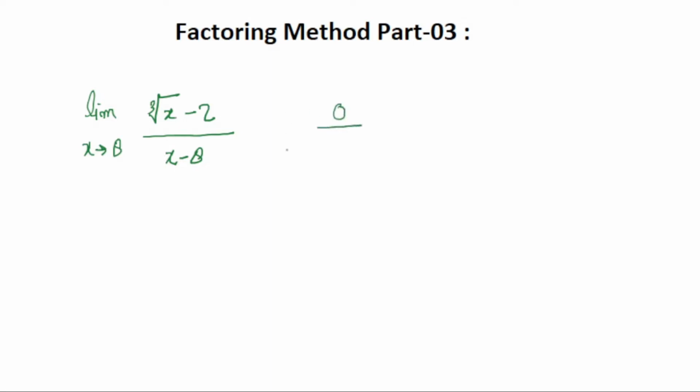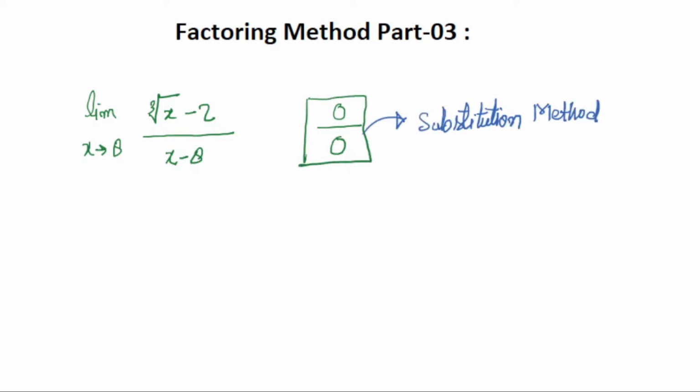Now we are going to talk about the denominator. There is an x minus 8 term. So if we put x equal to 8, then this is going to be 8 minus 8, which is 0. So finally this is a 0 by 0 form, and here we can use the substitution method. This is the substitution method. But we try to solve this limit with the help of the factoring method.